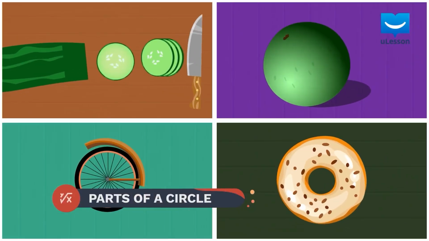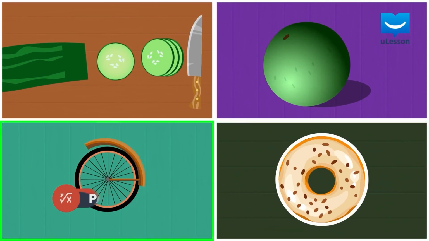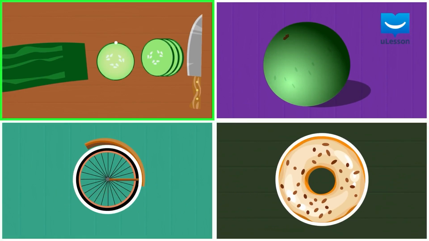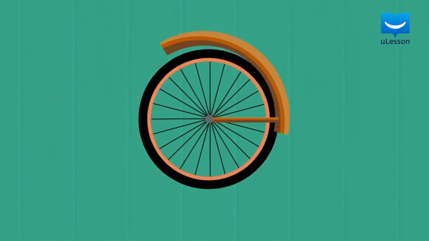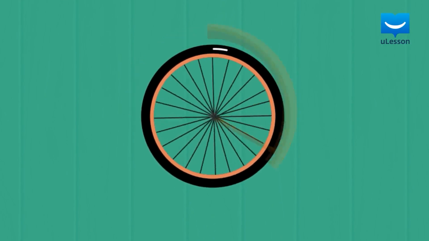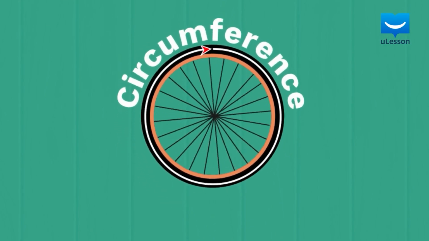Hello there. Welcome to the world of circle geometry. We have circles around us, in donuts, in tires, a slice of a cucumber, and even the outline of an orange. Also, remember that the length of the boundary of a circle is called the circumference.